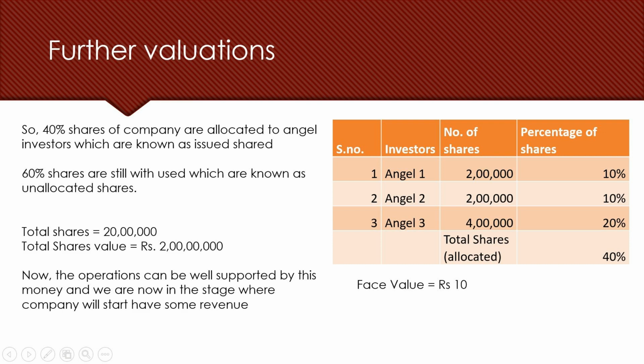The initial price of the share fixed is known as the face value. In our example, we have taken the face value as rupees 10. So the total price of allocated shares is 80 lakhs. So 80 lakhs divided by 10 equals 8 lakh shares. So 2 lakh shares are with angel 1, 2 lakh with angel 2, and 4 lakh with angel 3.